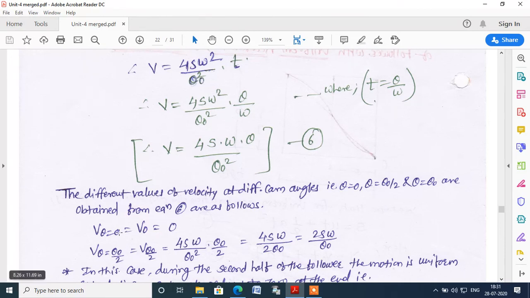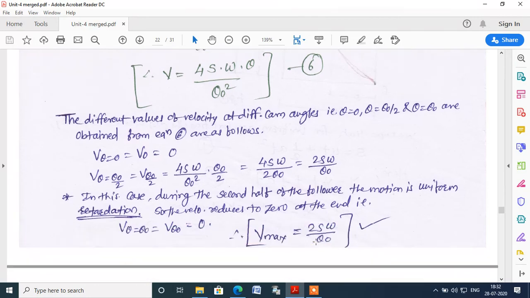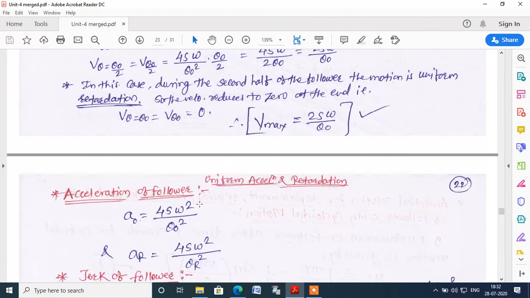So let us say at theta equal to 0, v equal to v0. Putting theta equal to 0, this equation becomes 0, so v equal to 0. And at theta equal to theta naught by 2, we put theta naught by 2 here, and we will get 4s omega upon twice theta naught, that is 2s omega upon theta naught. So the velocity at theta naught by 2 is 2s omega upon theta naught. During the second half of the follower motion, the motion is uniform retardation, so the velocity reduces to 0 at the end. So at theta equal to theta 0, the velocity at the end is 0. Therefore, the maximum velocity is at theta naught by 2, that is 2s omega upon theta naught.